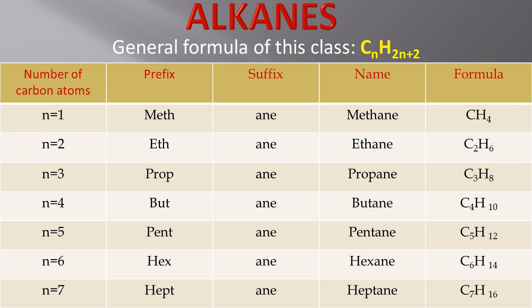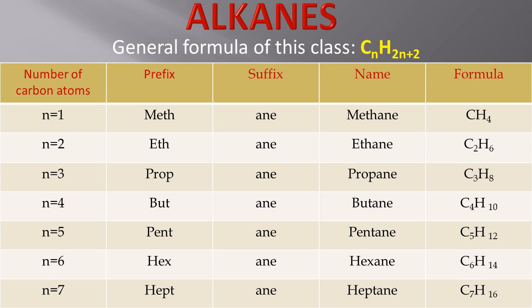Similarly, if N is equal to 2, then you know the name of the compound is ethane, and the formula is C2H6. If N is equal to 3, the prefix is prop and the suffix is ane, so it becomes the name of the compound propane. So propane means the number of carbon atoms is 3 and the formula becomes C3H8 by substituting in the formula CnH2n+2. Similarly, if N is equal to 4, the name of the compound becomes butane because the prefix is but.